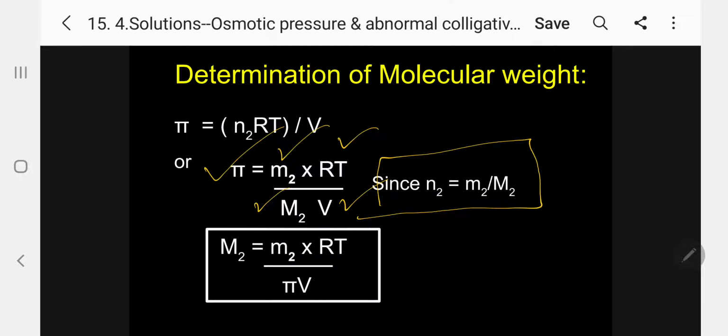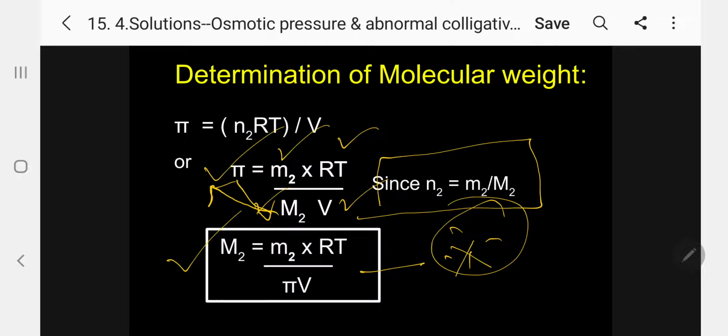This is the equation. But what is my aim? I want to determine the molecular weight. So I will rearrange now. M2 goes here and pi will come here. So M2 is equal to small m2 by pi V into RT. This is the equation we are interested in to determine the molecular weight of any given unknown non-volatile solute.